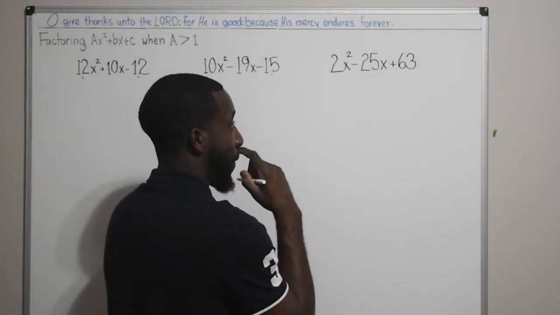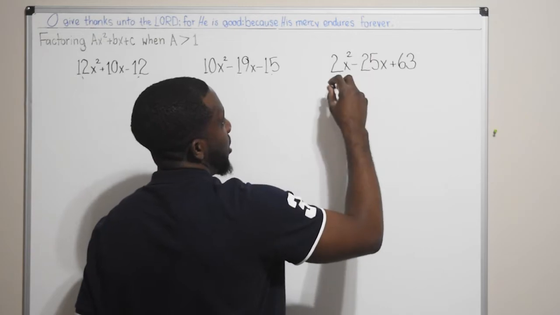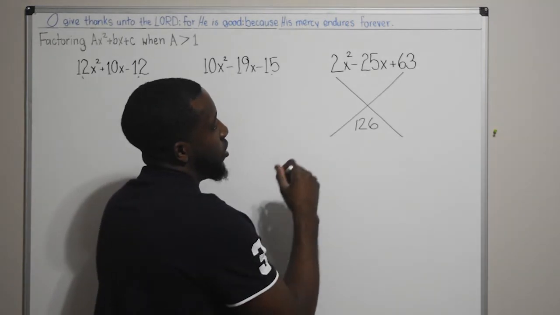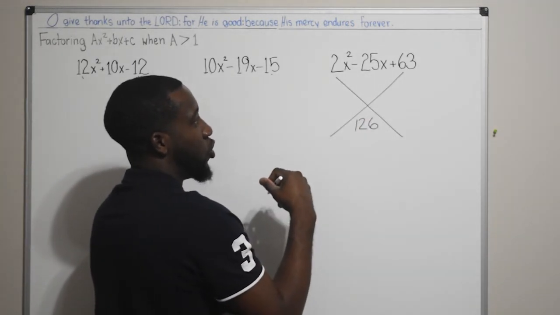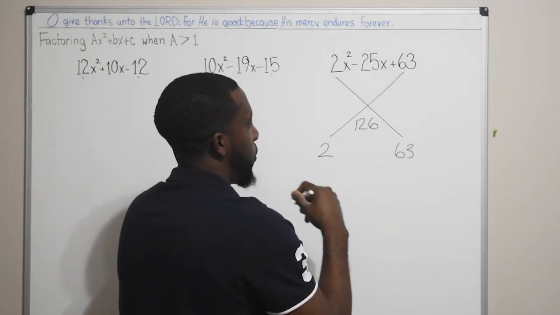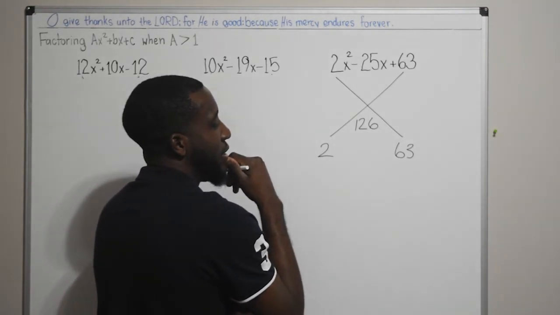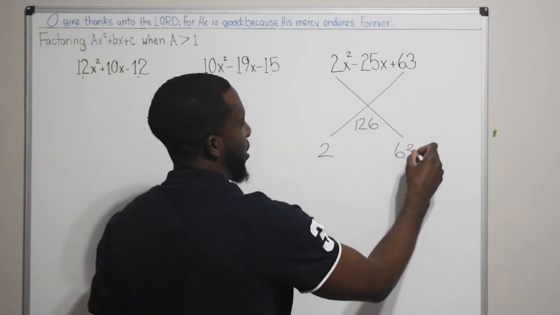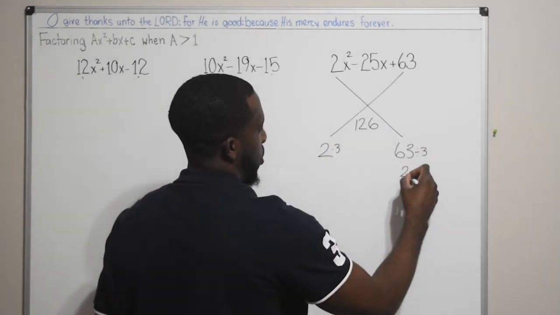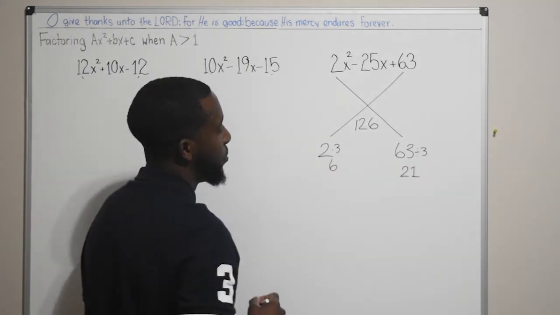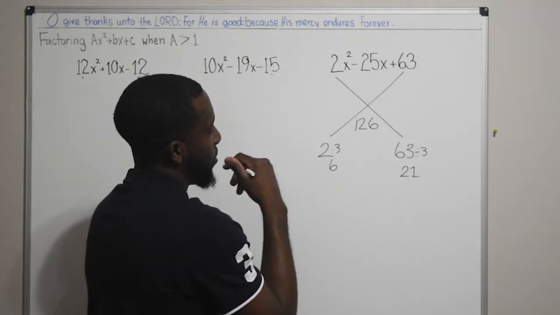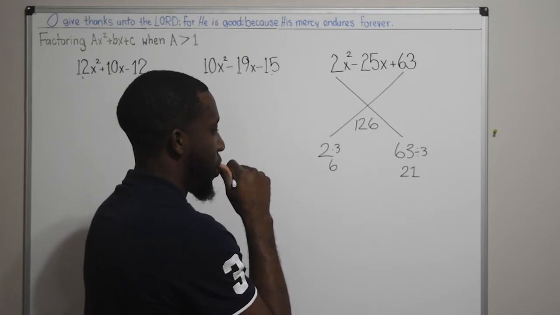Okay. So now A times C is 126. So now I need two factors of 126 that are going to give me negative 25. So I got 2 and I got 63. Okay. So let's see. Let's play. All right. So if I divide 63 by 3, then I transfer it right here, I get 21 and then I get 6. Okay. Is there any combination of 6 and 21 that'll give me 25? Nah. So let's keep playing.